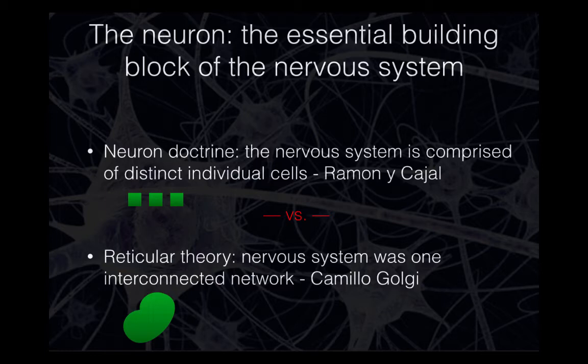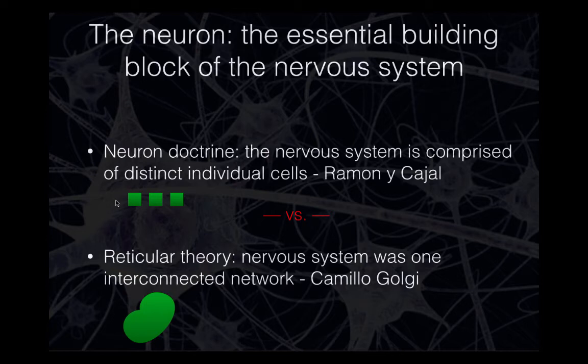In fact, there was a big discussion and debate between Ramon Cajal and his contemporary Camillo Golgi. Ramon Cajal proposed the neuron doctrine, stating that the nervous system is made up of distinct individual cells. You might really think of them as separate blocks or separate units, and while these units connect to each other, they indeed could be separated and were distinct from each other.